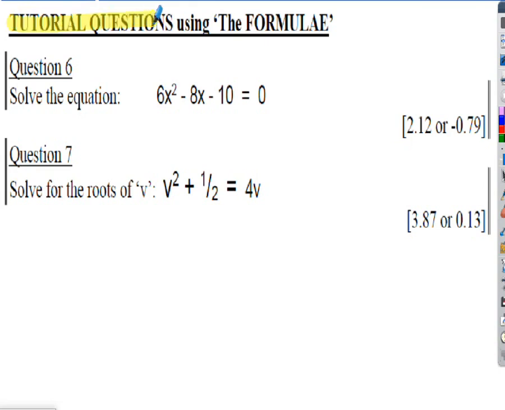Tutorial questions using the quadratic formula here. Question 6, we're asked to solve the equation given here, which is in the correct format to solve. Question 7, we're asked to solve for the roots here of v. The variable is v, not x in this case. Slightly more complicated equation here to rearrange, but basically get all the terms onto one side of the equation and then solve for v. I suggest you stop the presentation, attempt these questions, but the worked solutions are shown on the following slide.